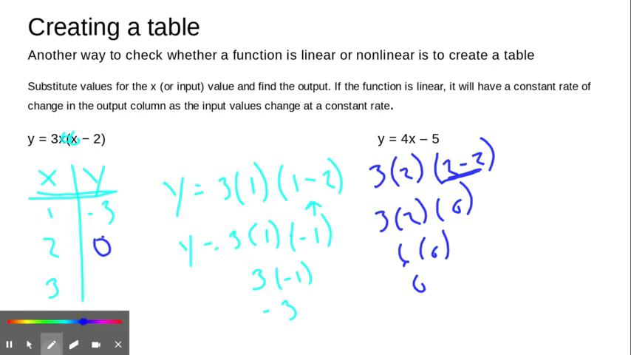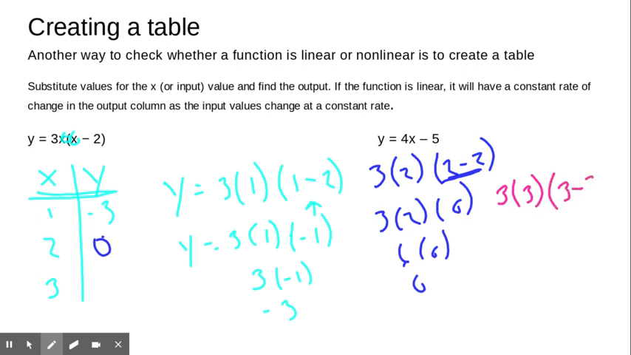And then lastly, we have 3. So I'm going to plug that in. I'm going to try and squeeze it over here. So that's 3 times 3, and then times (3 minus 2). Order of operations, do what's in the parentheses first. So 3 times 3 times (3 minus 2), where 3 minus 2 is 1. So that would be 9 times 1, which would give me 9.